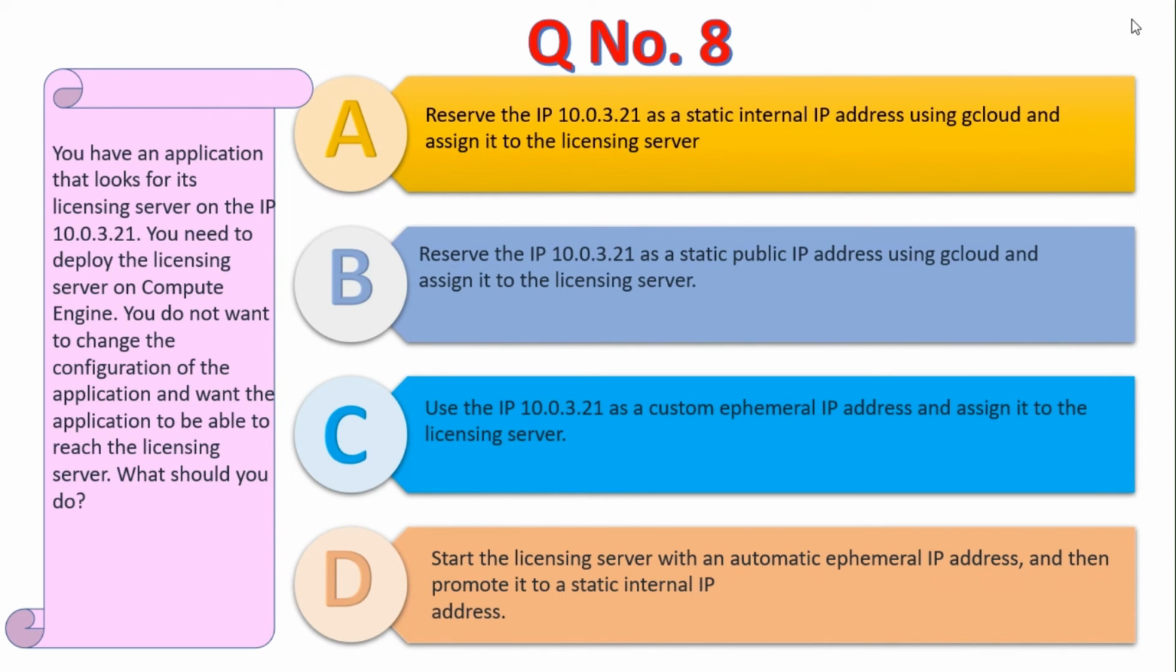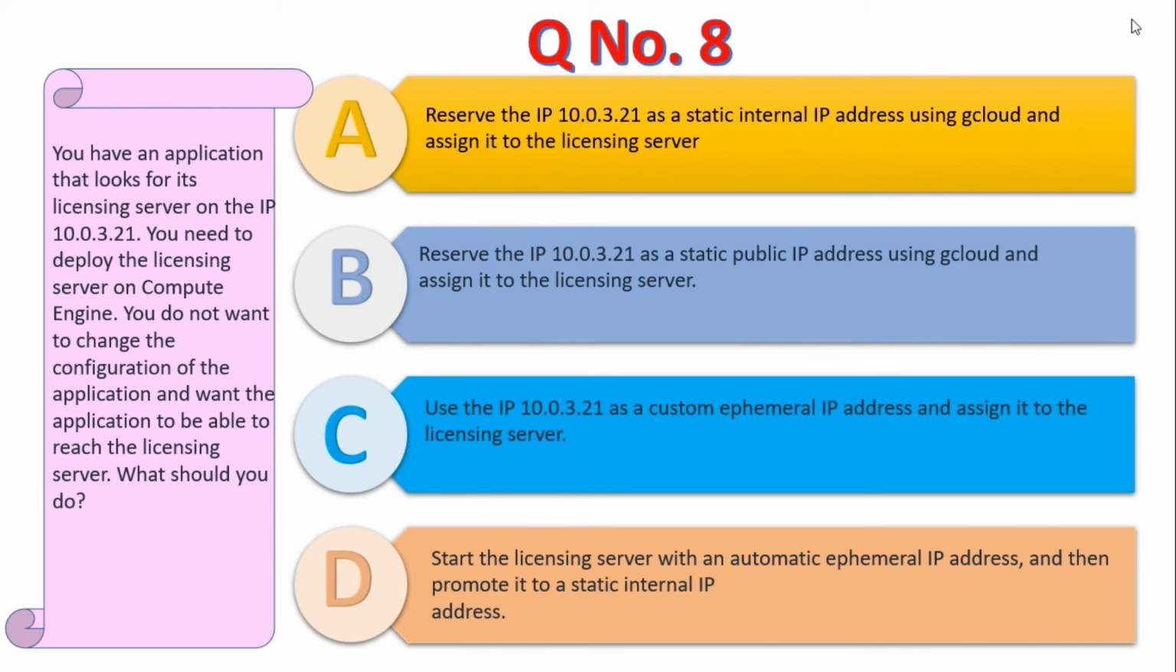Question number 8. You have an application that looks for its licensing server on the IP 10.0.3.21. You need to deploy the licensing server on Compute Engine. You do not want to change the configuration of the application and want the application to be able to reach the licensing server. What should you do?